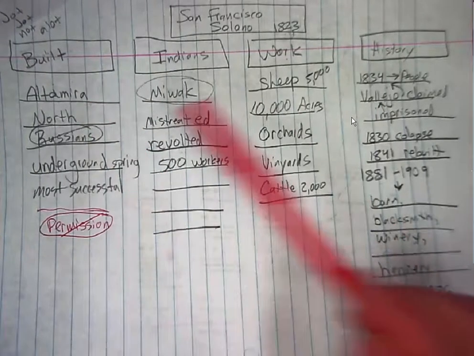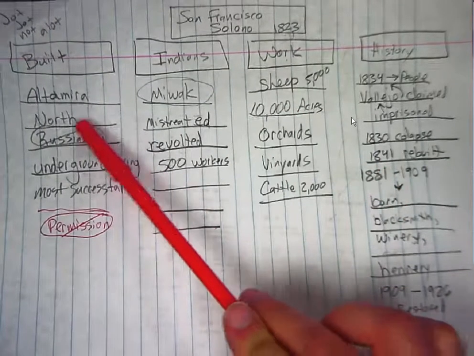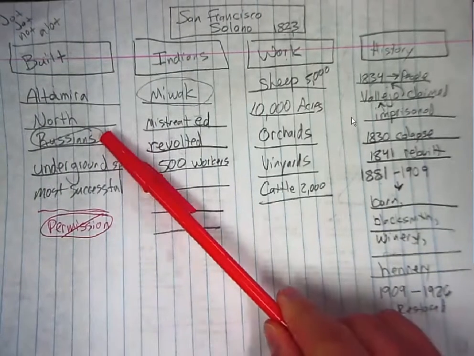It was built in the northern part of the state, and the reason why is because this was a time in our history when the Russians were coming down and they were hunting and they were fishing and they were taking a lot of our resources, and the governor of California back then wasn't too happy about that. And so he thought, okay, well, if we build a mission up north of San Francisco, that might discourage the Russians from coming in and trapping a lot of our resources. And so I put Russians with the line through it.